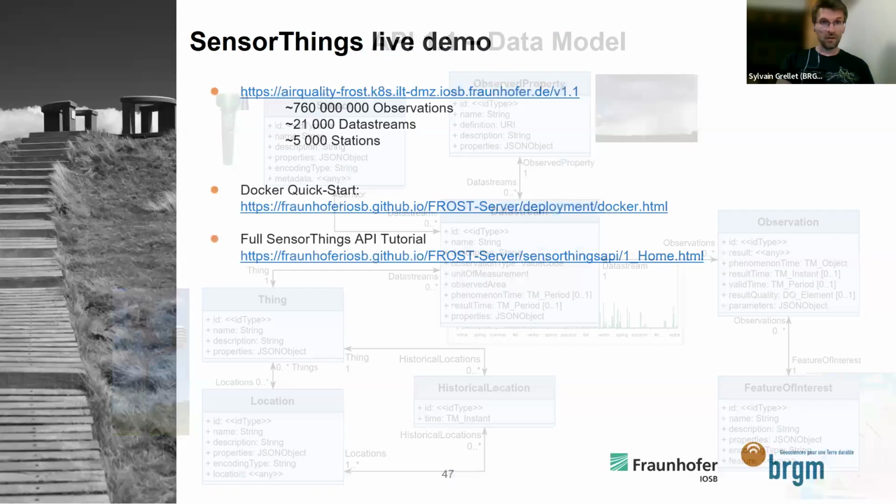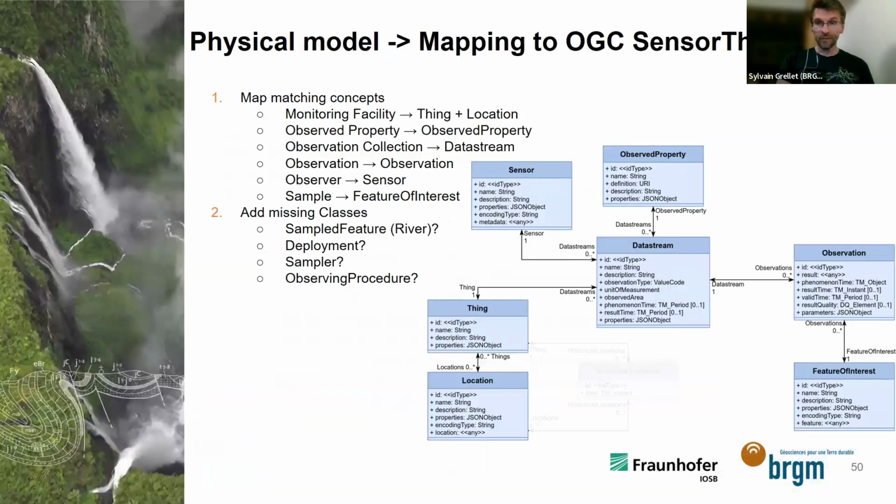Moving on, I'm just looking at the time as well. I will be quite fast here, but what we did is we started with our conceptual logical model, and we mapped it to the SensorThings API standard. So all the terms here on the left side are those from the modeling exercise. On the right side, it's where we mapped that to the model, and we had some missing classes, so we had to deal with that.